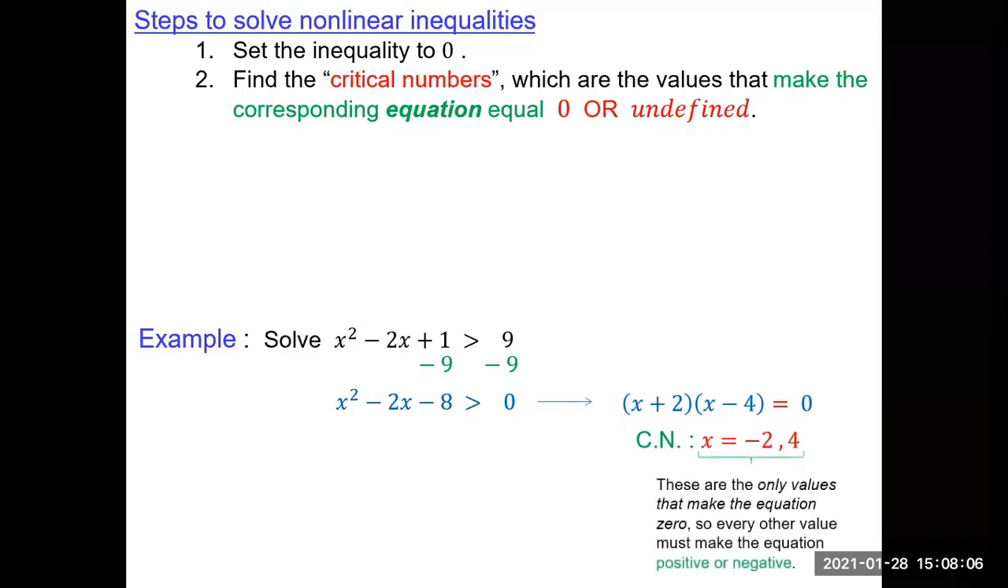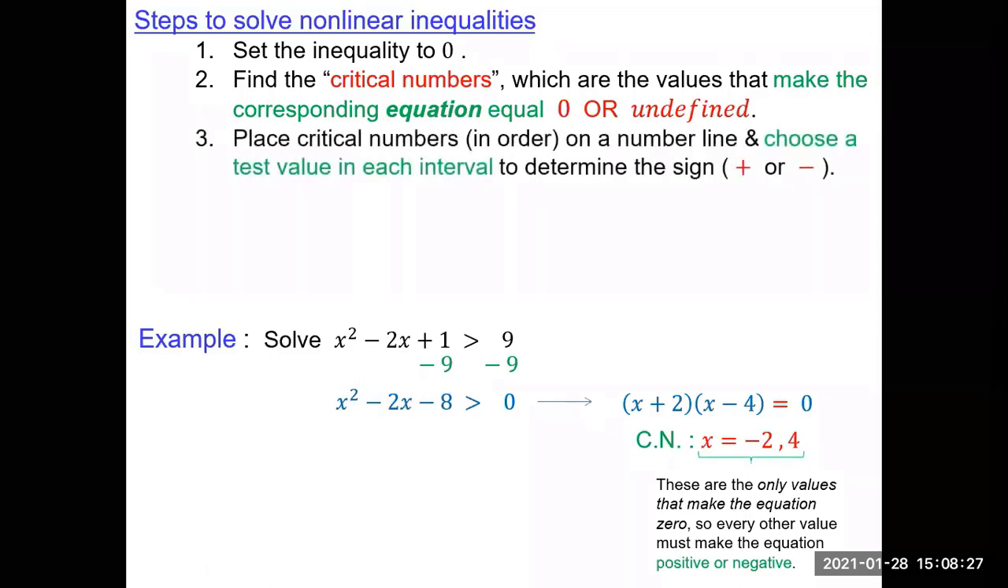So we should note that those are the only two x coordinates that will make this quantity equal 0, or that will make this function equal 0. That must mean that every other x value that I plug in is either going to make the function positive or it will make the function negative. And that's what we're after when we're solving an inequality. So what we're going to do next is place the critical numbers in order, by the way, on a number line, and choose a test value in each of these intervals.